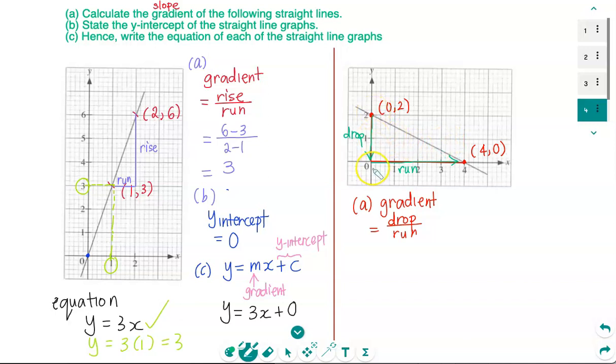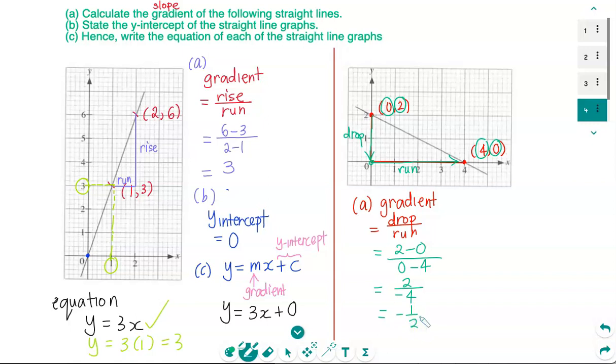So how much did it drop? Well, on the y-axis, there's a 2 minus 0. So the drop is 2 minus 0, and the run is from here to here, which means that that would be 0 minus 4. So I'm taking 0 minus 4. You notice that it's going to be a negative number. So you have 2 divided by negative 4, which means that the gradient is negative half.